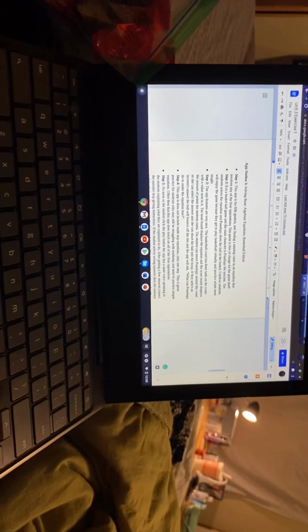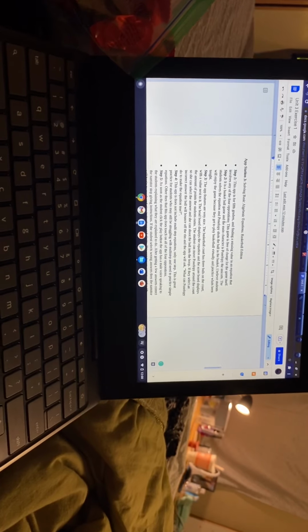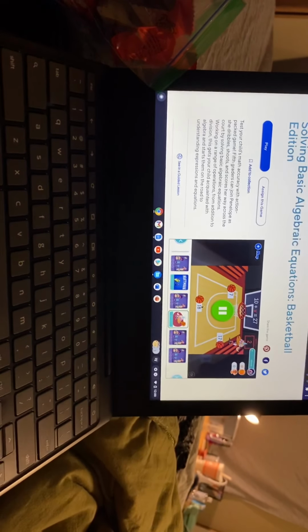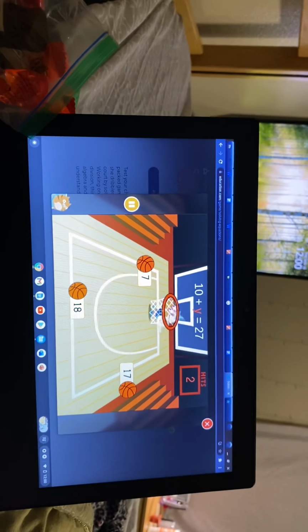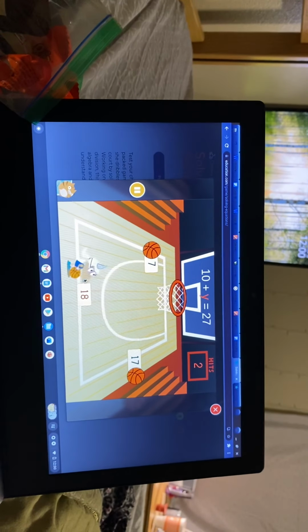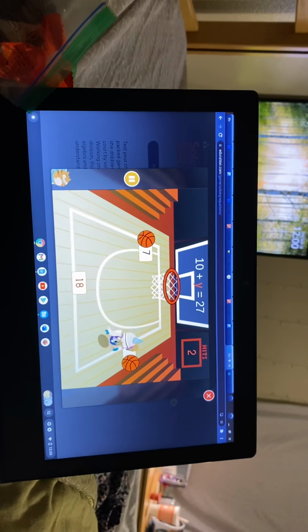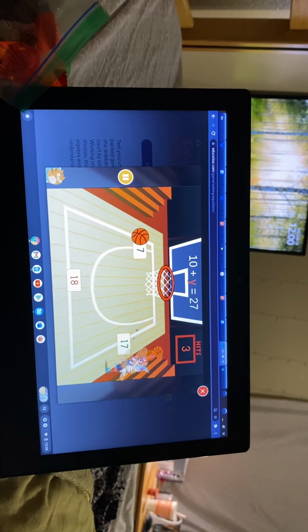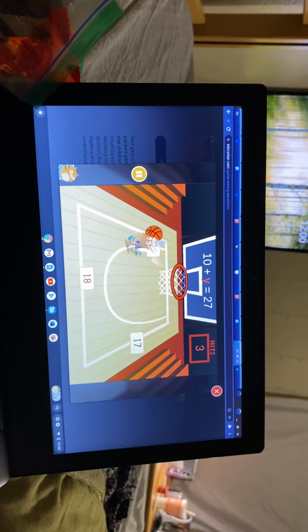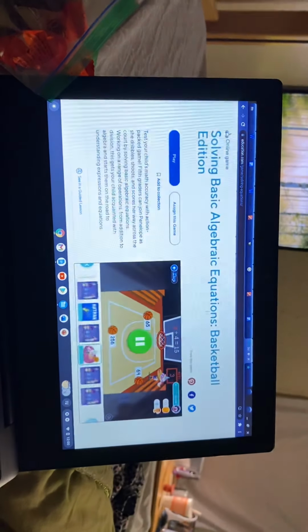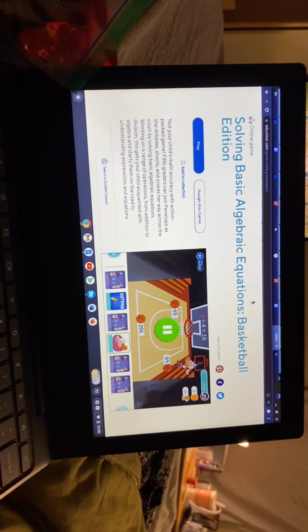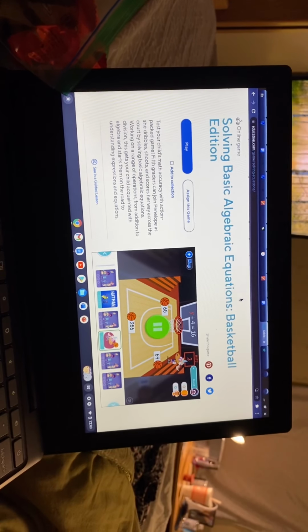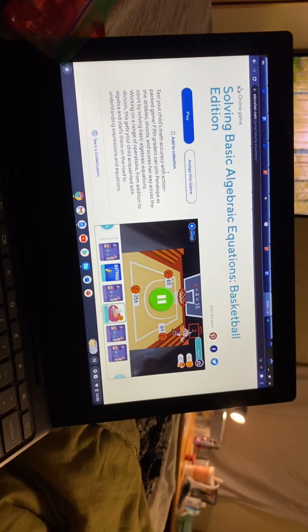My third one is my app, which is solving basic algebraic expressions with basketball addition. And the student solves the expression on top. If they get it wrong, the ball bounces off. If they get it right, it goes in and they get a point. They get to move her around. So my TEK is to solve multi-step expressions. This is not multi-step, this is one step.